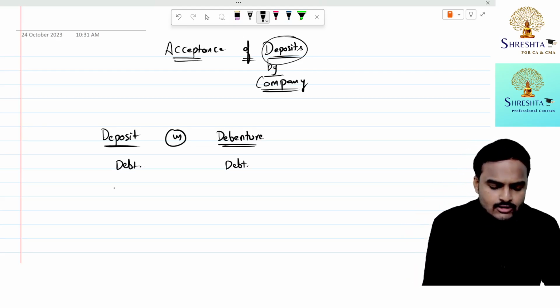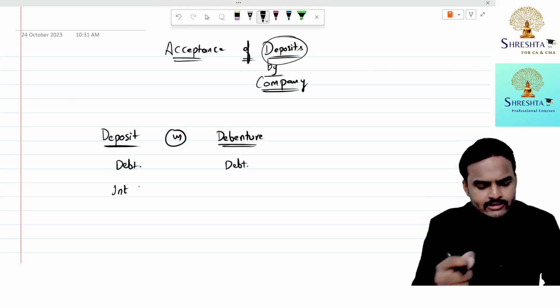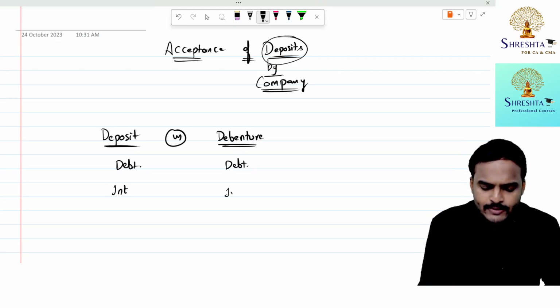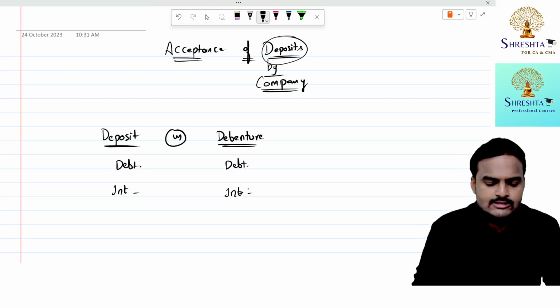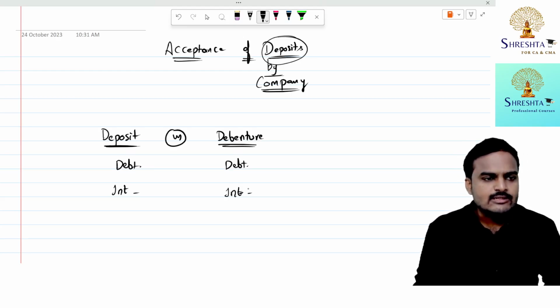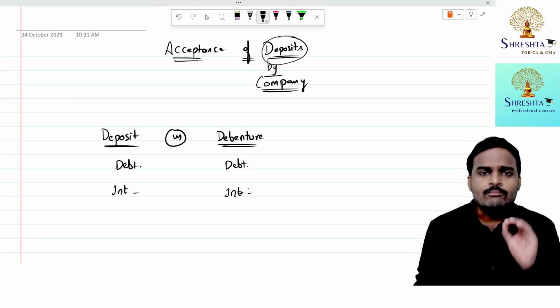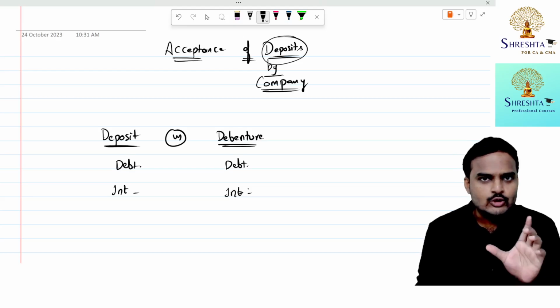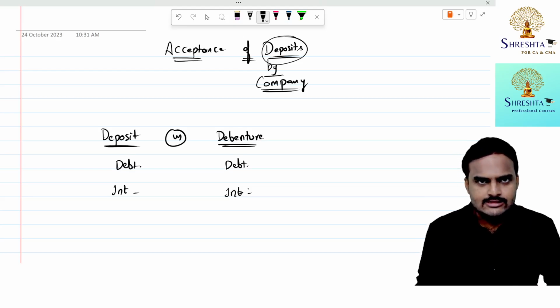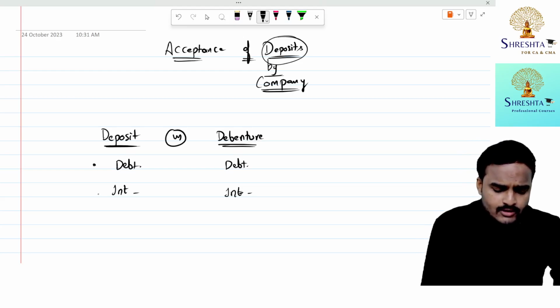Next, the company is required to pay interest on deposits. The company is required to pay interest on debentures too. And these interest amounts are allowable expenditure for the purpose of calculation of taxes. Under the Income Tax Act, the company is required to pay tax on its profits. From those profits, interest on deposits and interest on debentures can be reduced as allowable expenditures under the heading PGBP.